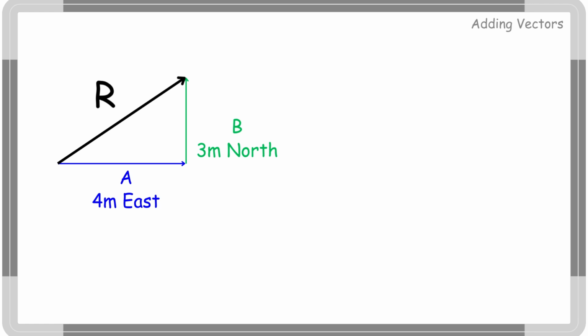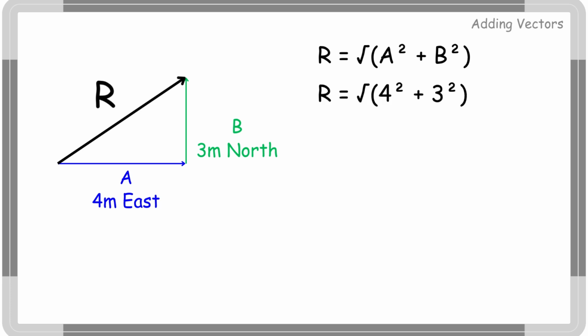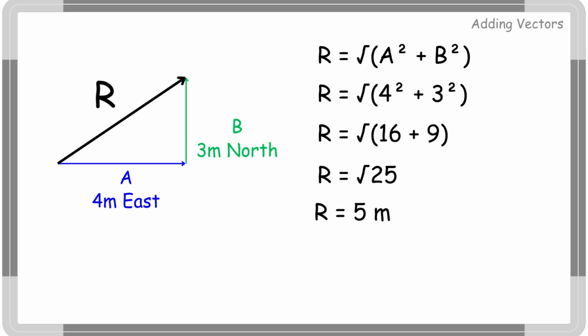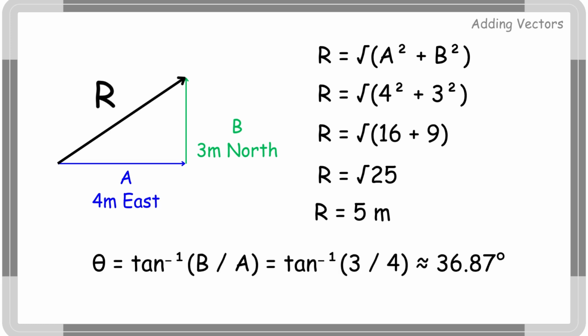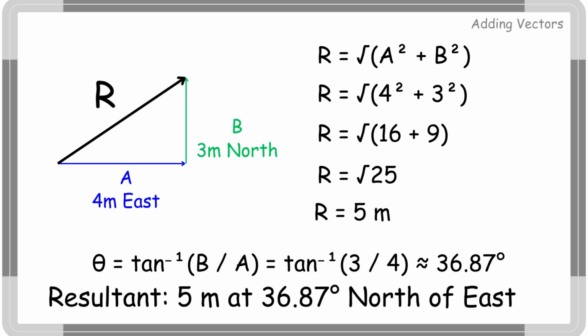To find the length of the resultant, we use the Pythagorean theorem. R equals the square root of A squared plus B squared. That's 4 squared plus 3 squared, which gives us R equals 5 meters. To find the direction of the resultant, use the inverse tangent of B over A. That's 3 divided by 4. So, theta equals inverse tangent of 3/4, which is approximately 36.87 degrees. Resultant: 5 meters at 36.87 degrees north of east.